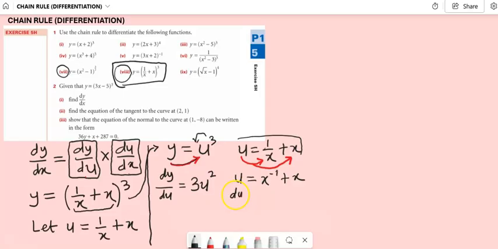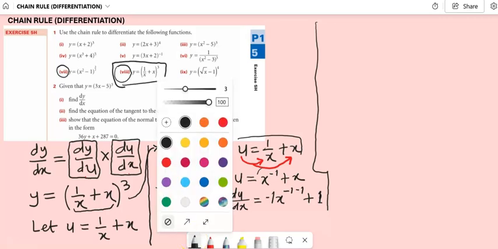So I can get my du dx now. My du dx will then be equal to this -1. It will come down. I will have -1 x minus 1 that was there before, then subtract 1 again according to the rule of differentiation, then plus 1. If I differentiate x, I will get 1. So let us transfer everything up there now. So let us go back to our dy du and du dx.